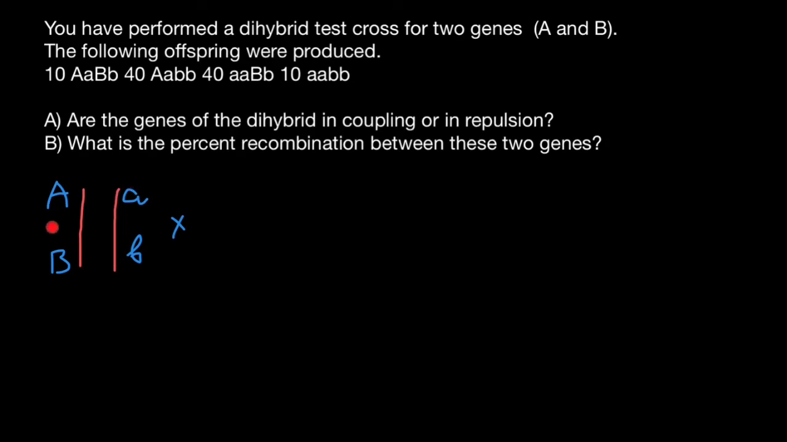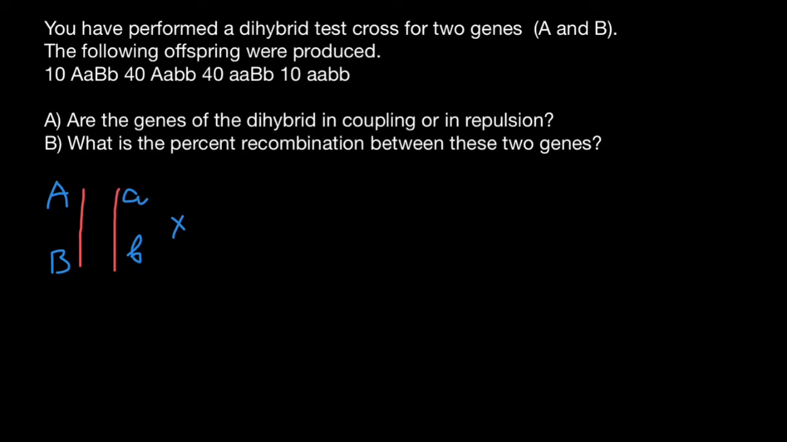Let's say this is an individual, person, animal, or plant. For gene A, this individual is heterozygous, capital A, small a genotype. And for gene B, this individual is also heterozygous, capital B, small b. Dihybrid means that for gene A this individual is hybrid, and for gene B also hybrid, so dihybrid. But we are also told that it is a test cross.